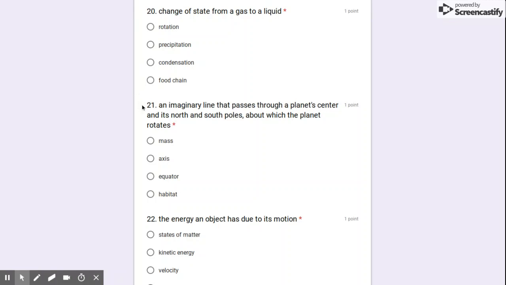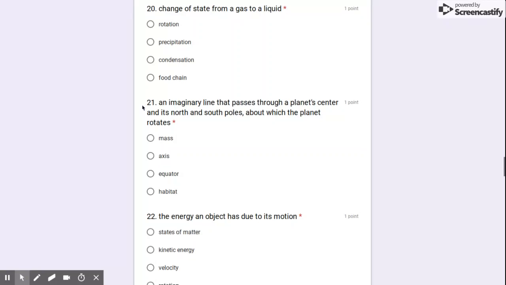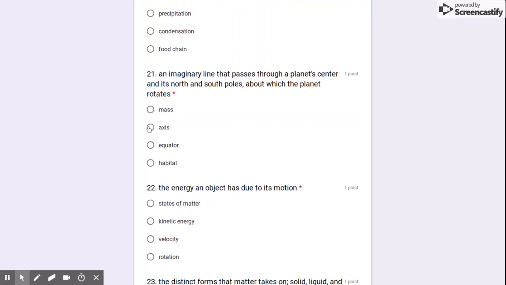Number 21. An imaginary line that passes through a planet's center and its north and south poles about which the planet rotates. Mass, axis, equator, habitat.